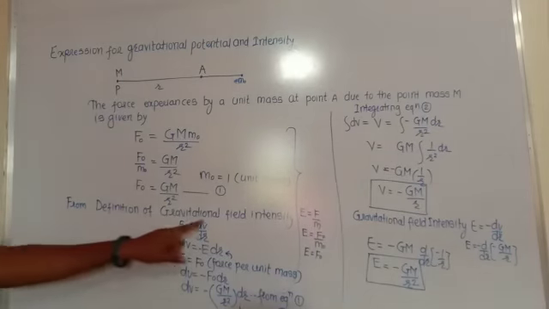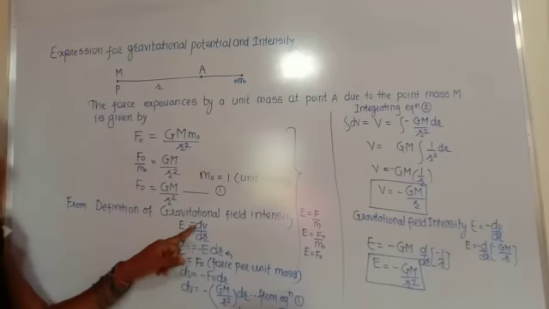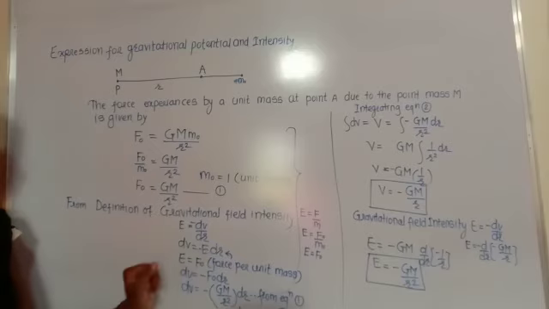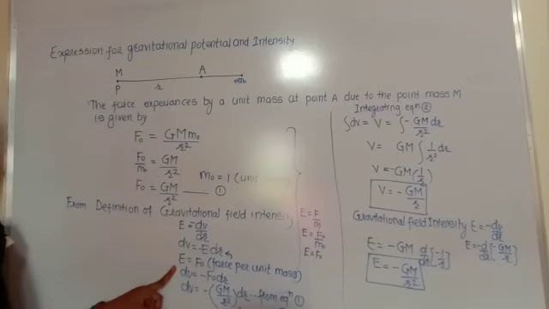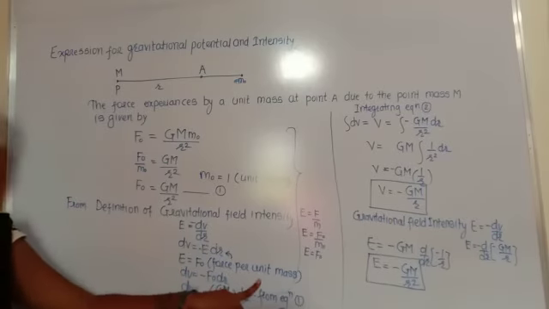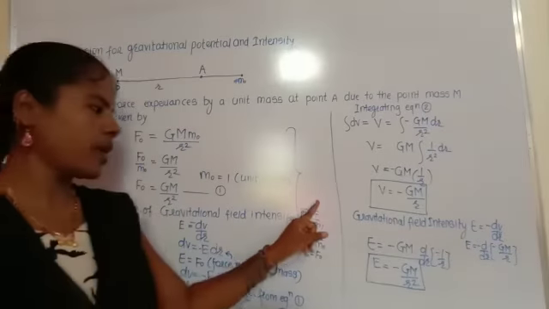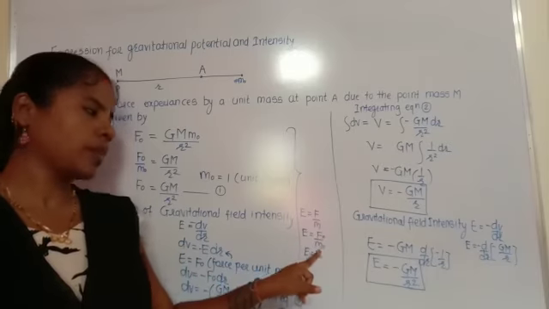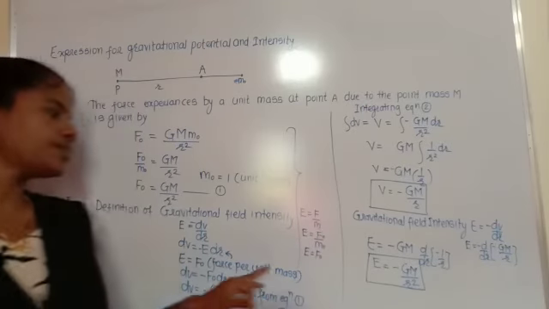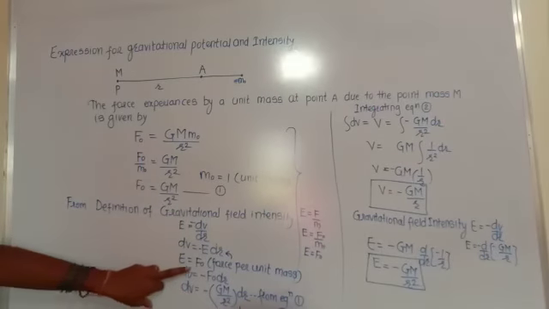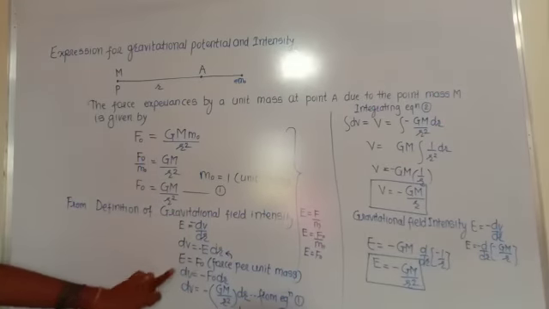From the definition of gravitational field intensity, E is equal to minus dV by dr. Therefore dV is equal to minus E into dr. But according to the actual definition, gravitational field intensity is nothing but the force per unit mass. Therefore E is equal to F by m. If we take the point mass, E is equal to F0 by M0, and E is equal to F0 because the value of M0 is 1. So E is equal to only F0, the force per unit mass.